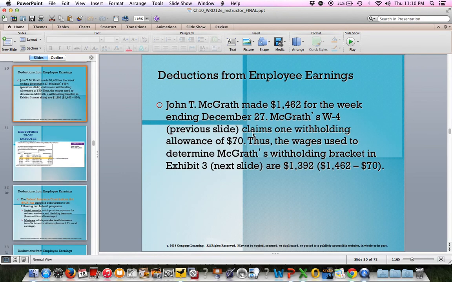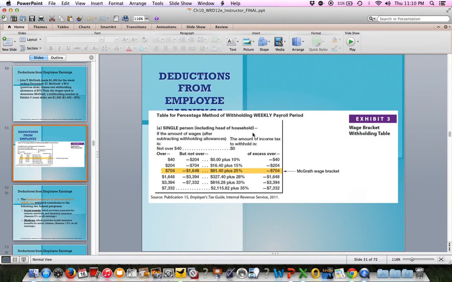So deductions from earnings: we know that McGrath has made $1,462 for the week. According to his W-4, he claims one withholding allowance of $70. So the wages used to determine his withholding is $1,392, which is on the next slide. So you can see here his wage bracket and the percent that we're going to use. And that table just comes right from the IRS.